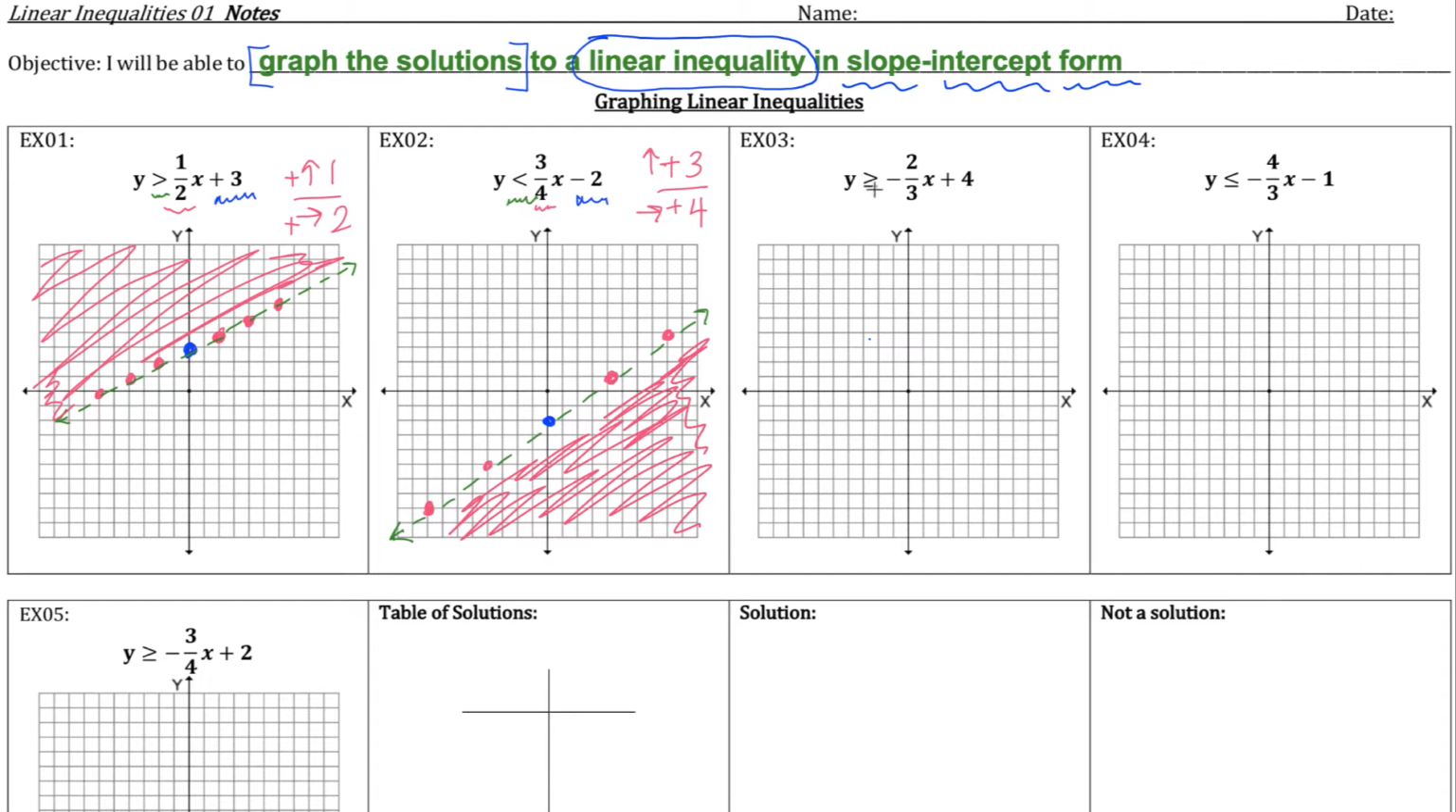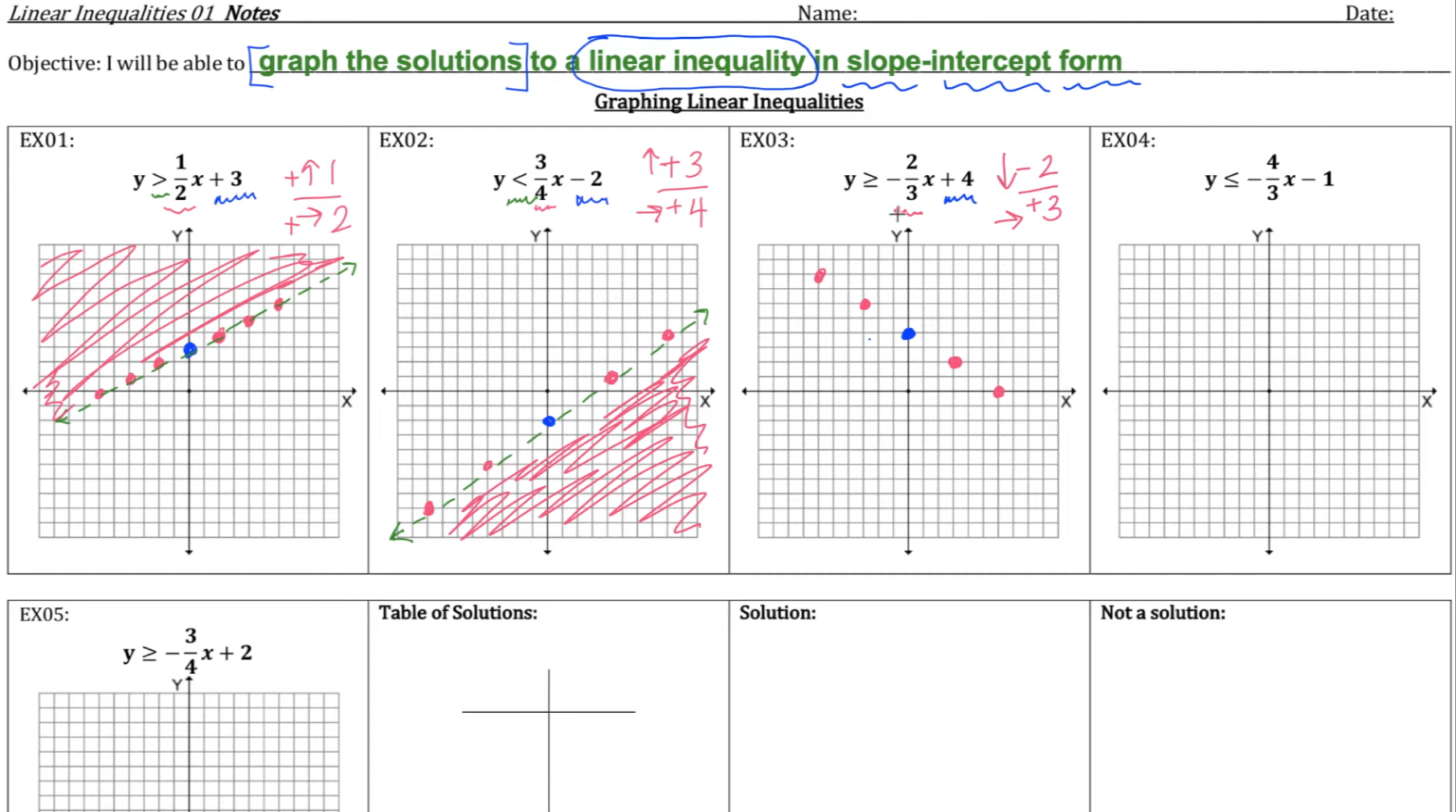So y is greater than or equal to -2/3 x plus 4. So 0, 4, 1, 2, 3, 4. And then our slope is -2 over +3. So which means we go down 2, right 3, up 2, left 3. All right, cool. That's our slope.